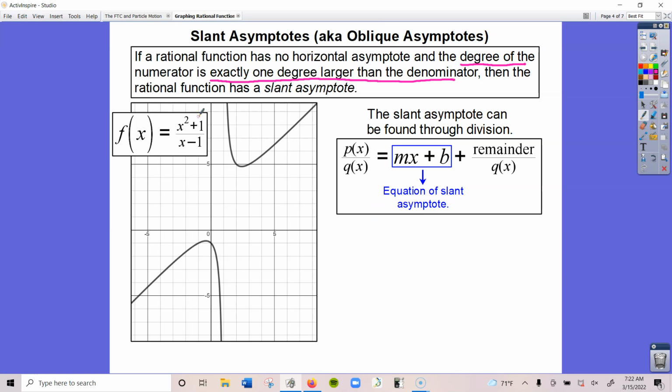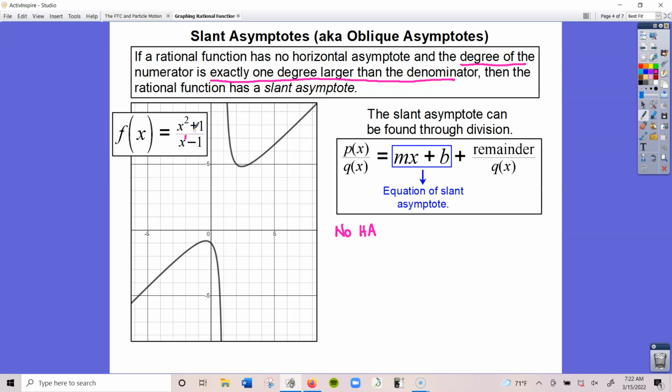As you can see from this equation, we have x squared plus 1 over x minus 1. And I'm already giving you the graph of what that looks like so that you can see how the slant is found. The degree of the numerator is exactly 1 larger than the degree of the denominator. So that automatically means, since the degree is larger, that there is no horizontal asymptote. And then once I figure that out, I check to make sure if the degree on top is 1 larger than the bottom, which it is.